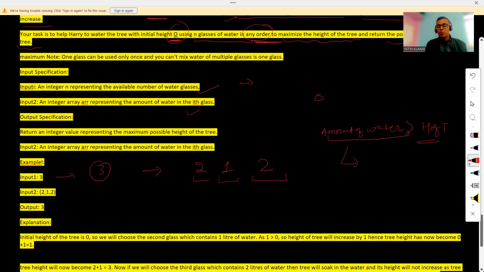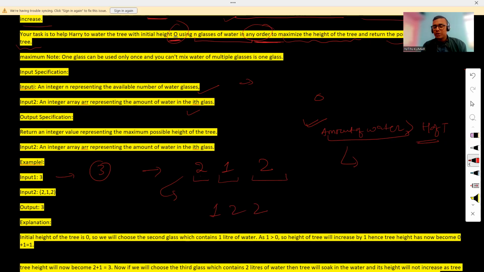So for that, what we are going to do is a simple greedy logic: we first pour the tree with the minimum possible quantity of water and keep growing further, so that we minimize the case where the water we pour gets soaked up so easily. For that, we first sort the array. So 1, 2, and 2 will be our new sorted values.